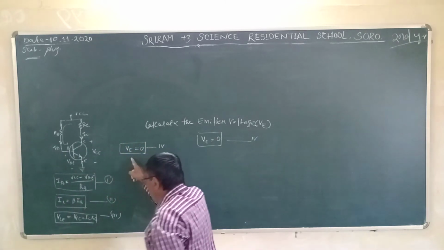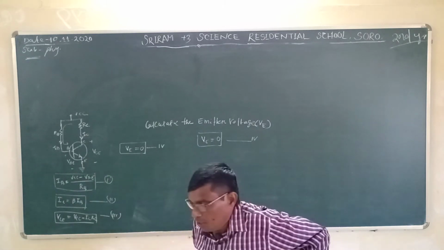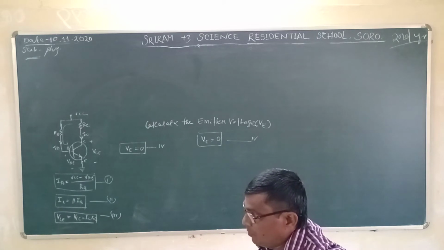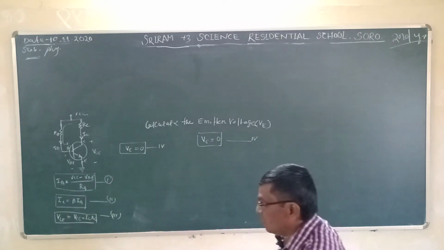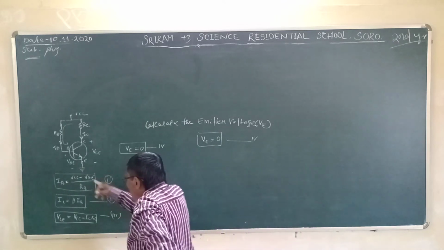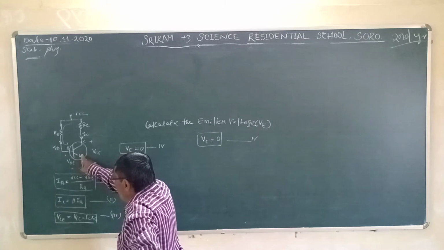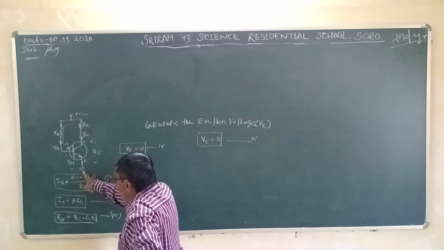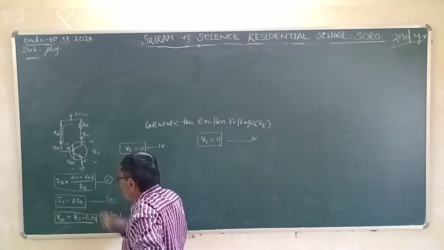How is the voltage of the emitter 0? Because in a fixed bias or base resistor biasing method, the emitter is directly connected to the negative supply, that is the ground point. When an emitter is connected to ground, then this point voltage is 0.